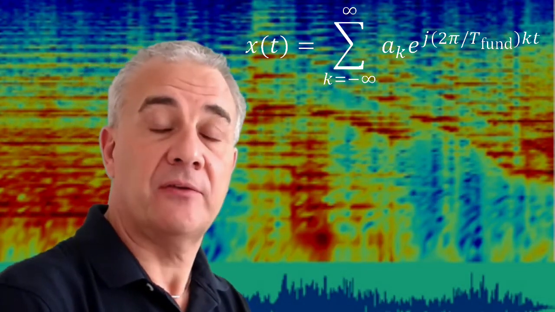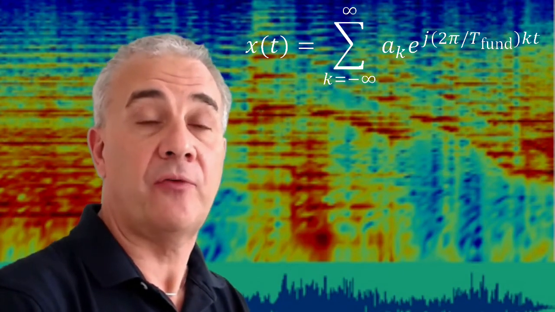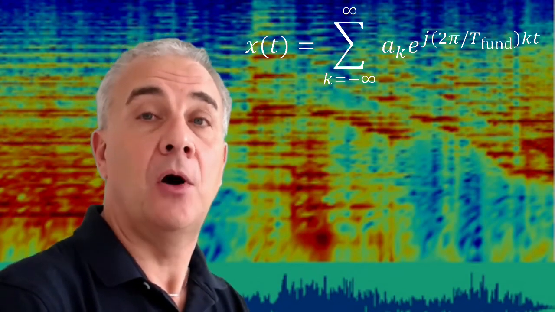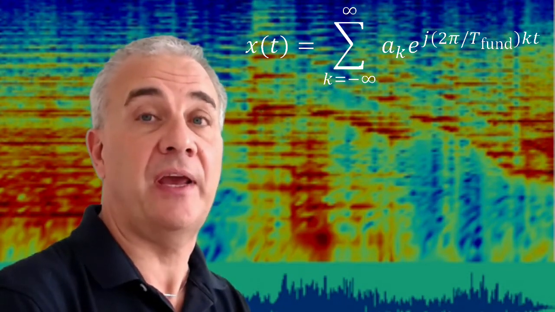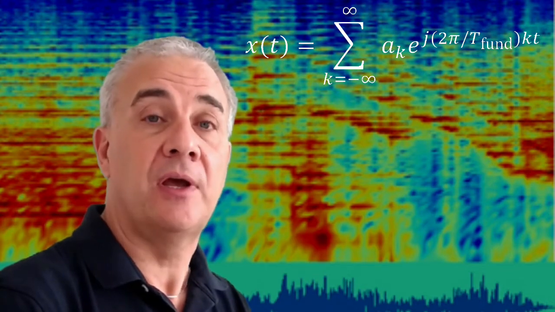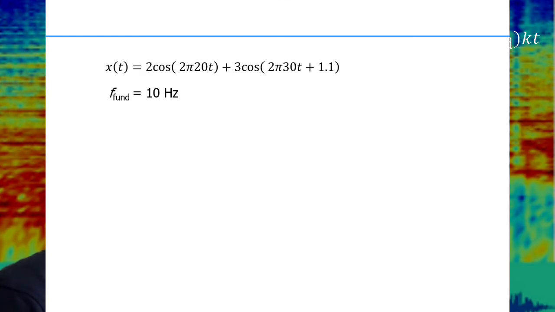It tells you that, given a periodic signal, you can always write it as a sum of potentially an infinite number of complex exponentials, each having a Fourier series coefficient ak. And from these ak's we can calculate the amplitude and phase spectrum. For instance, for this signal the fundamental frequency is 10 Hz, the greatest common divisor of 20 and 30. And the fundamental period is 0.1 second.